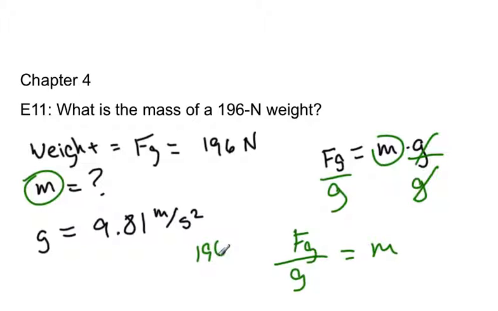So take 196 divided by 9.81. A newton divided by a meter per second squared is a kilogram. That's exactly what we want. We want our answer in kilograms. So I'll let you plug into your calculator and solve for that.